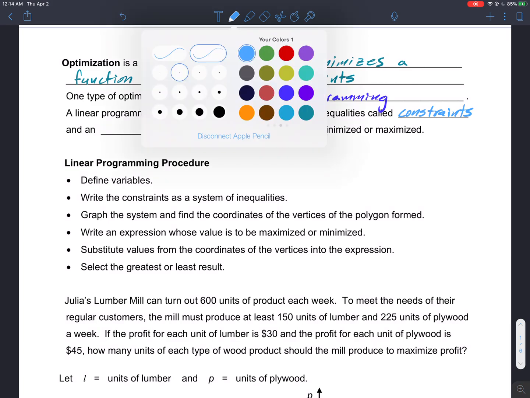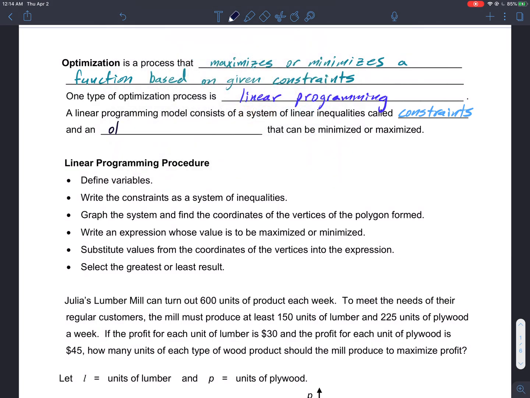And then what we refer to as an objective function. It is the objective function that we are trying to maximize or minimize. All right, so it's just some vocabulary here. So the procedure for linear optimization or linear programming.